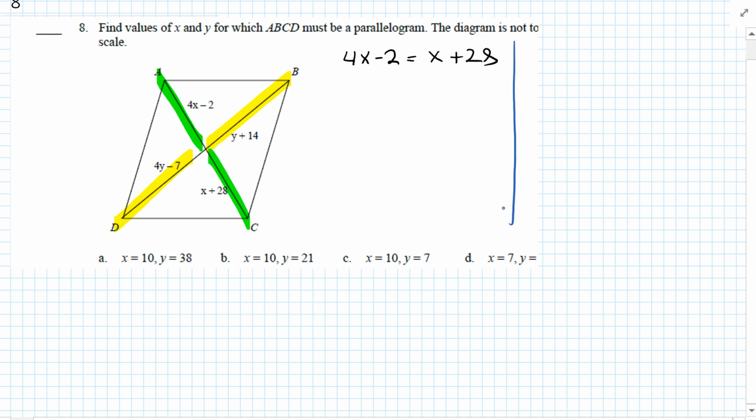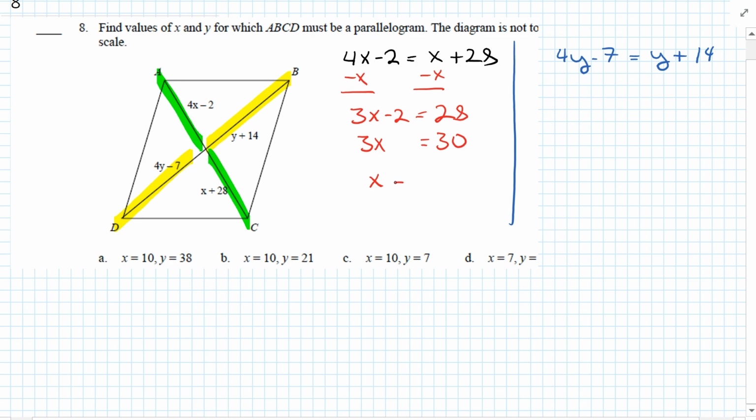and 4y minus 7 must be equal to y plus 14. So let's solve for x first. We're going to subtract x from each side, and we're going to get 3x minus 2 equals 28. We're going to add 2 to each side, so we get 3x equals 30. Divide everything by 3. x equals 10.